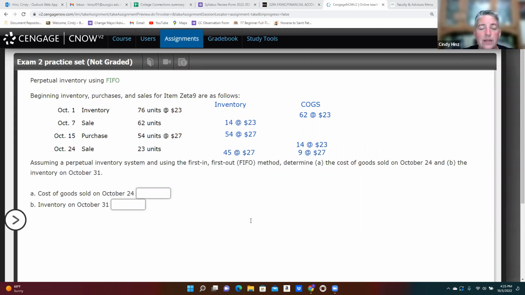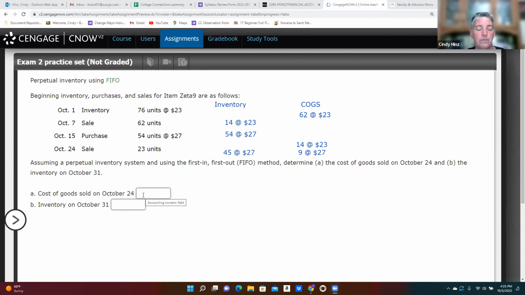So basically what I did here was set up a kind of modified but simple spreadsheet, similar to what we had done in class. And now we can go ahead and answer these questions at the bottom. So our cost of goods sold would include the 62. We have it right here in the column, the 62 at $23 plus 14 at $23 plus 9 at $27. I'm just doing what I call the extension: 62 times 23, 14 times 23, 9 times 27.